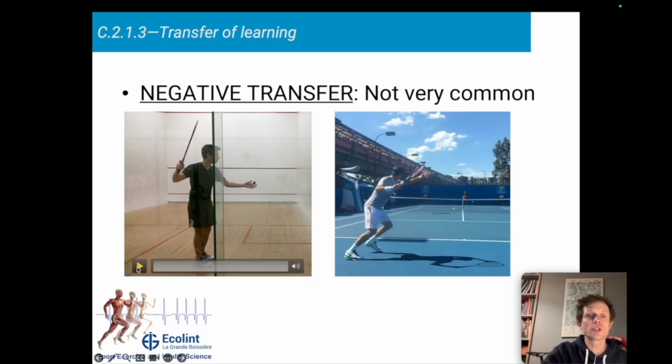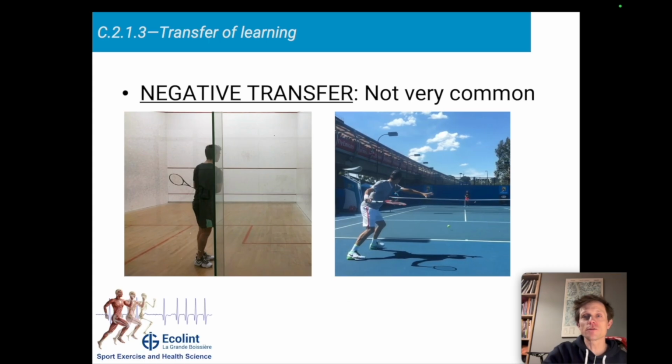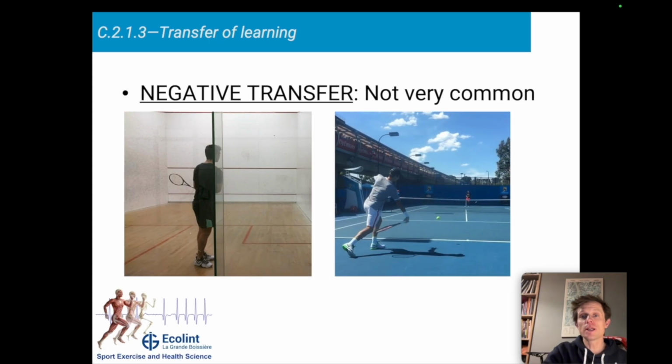If we look at these two videos here, we can see that the techniques in the forehand are very similar between squash and tennis. We might assume that there's a positive transfer, i.e. if you're good at performing a forehand in squash, this might indicate that you'd be good at performing a forehand in tennis. The problem is that they are similar but fundamentally different. What this means is that actually your acquired skill in squash might inhibit your learning of your forehand in tennis.